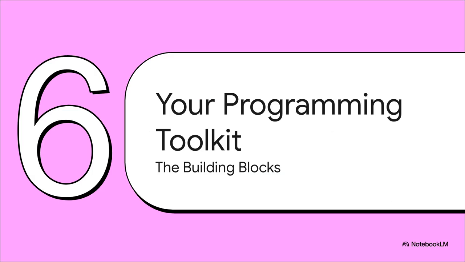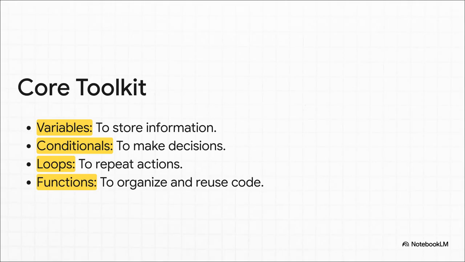Okay, let's just take a step back for a second and look at everything we've put together. In just a few minutes, we've actually assembled the essential building blocks for almost any program you can think of. So here it is, your core toolkit. We've got variables to store information, we have conditionals to make choices, we've got loops to repeat actions over and over, and we have functions to organize all our code.